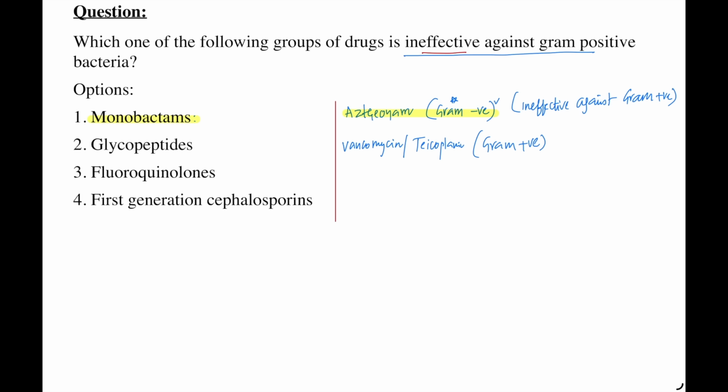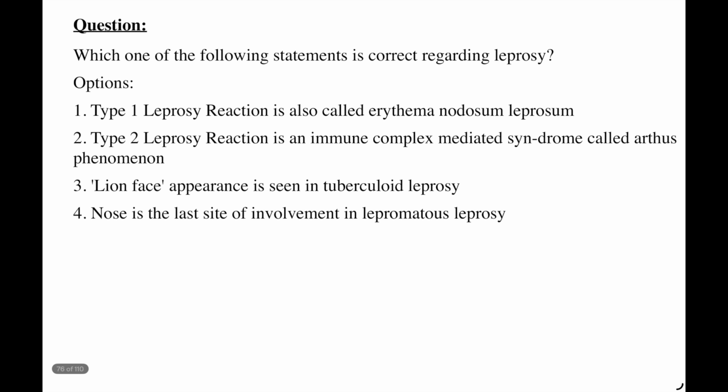Next, fluoroquinolones. These are broad spectrum. These broad spectrum antibiotics act against gram-positive, gram-negative, anaerobic, everything. Ciprofloxacin is a classical example. Now, first generation cephalosporins have excellent activity against gram-positive. They are also active against gram-negative, but excellent against gram-positive. So the correct answer here is monobactam.